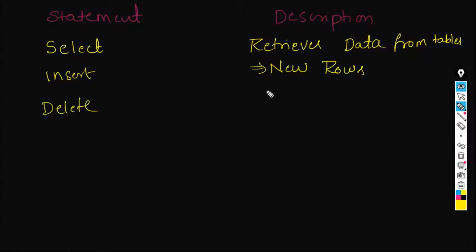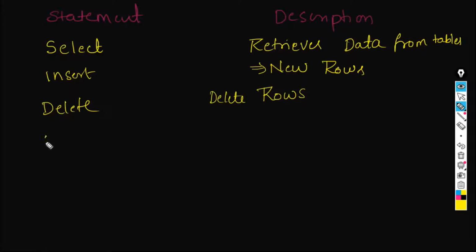And then delete. It deletes rows or the entire table. We just saw that without the where condition, it just deletes the entire table. So it deletes rows based on the condition.